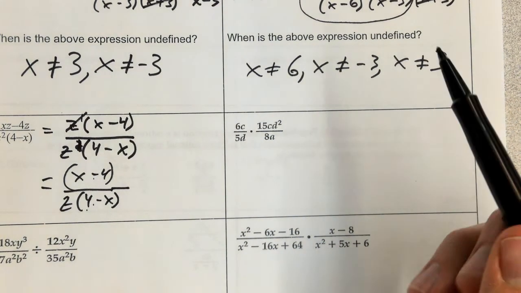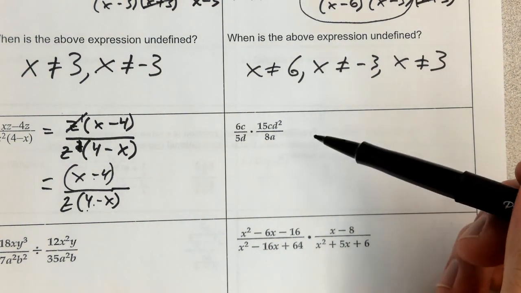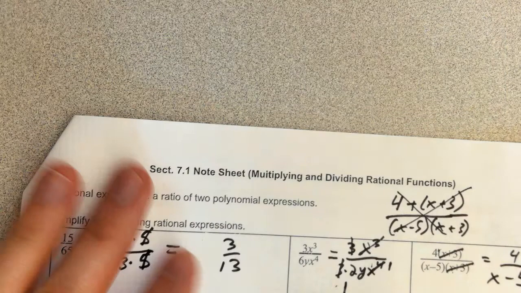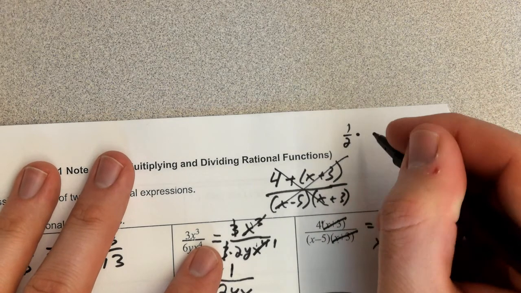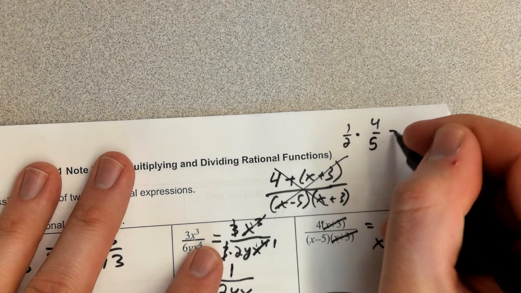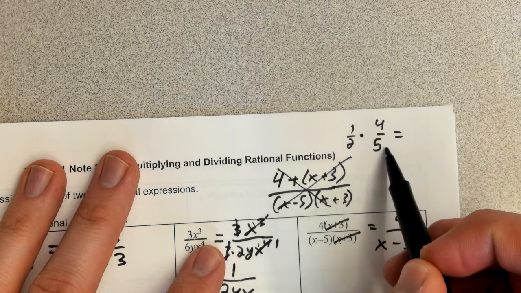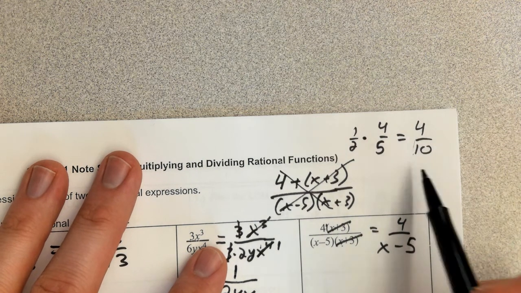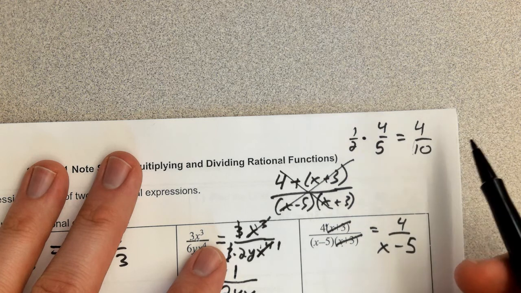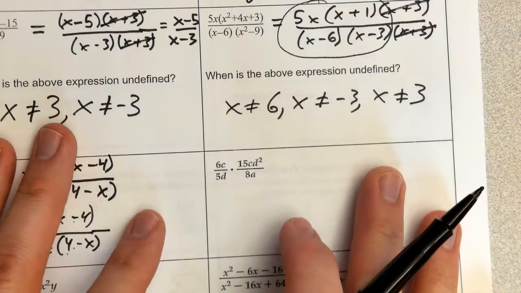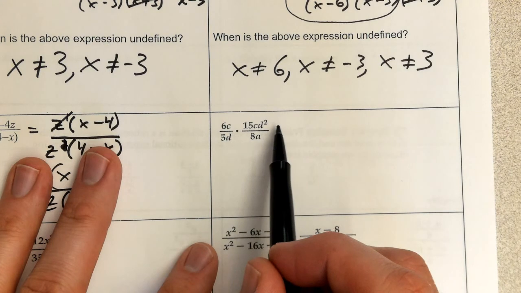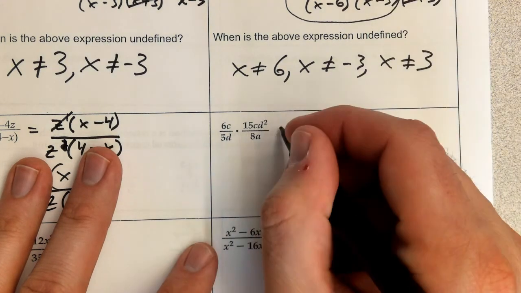All right, now let's talk about multiplying and dividing rational expressions here. So when I multiply fractions, if I have something like 1/2 times 4/5, I multiply straight across the top and straight across the bottom. So I'll get 4 over 10. And then that fraction could be simplified further, right? That ends up being 2/5. The same is true for rational expressions.